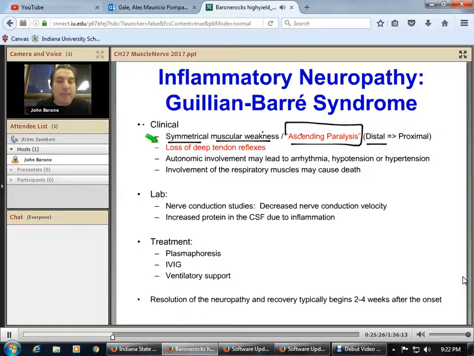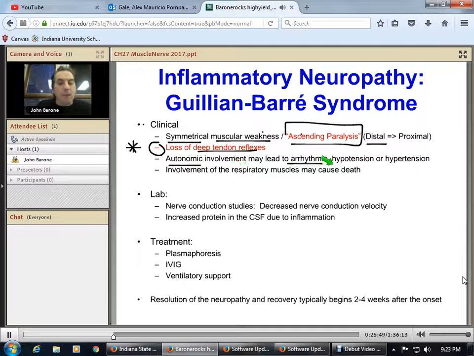Now, since it is a nerve problem, what's cool about this is they lose the deep tendon reflexes. So that's important because some of the muscle diseases we're going to study later are going to have weak muscles, but the deep tendon reflexes are not affected because it's not the nerves. This is a neuropathy. So look for that clue. Muscular weakness with loss of deep tendon reflexes.